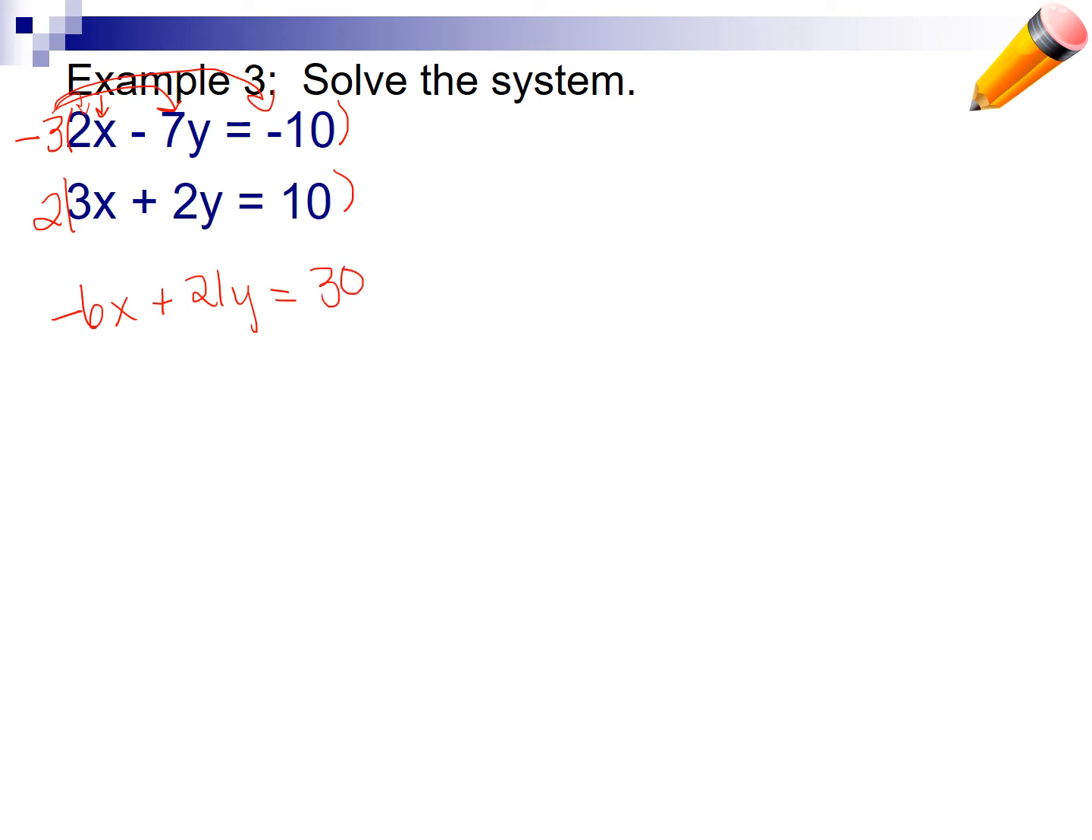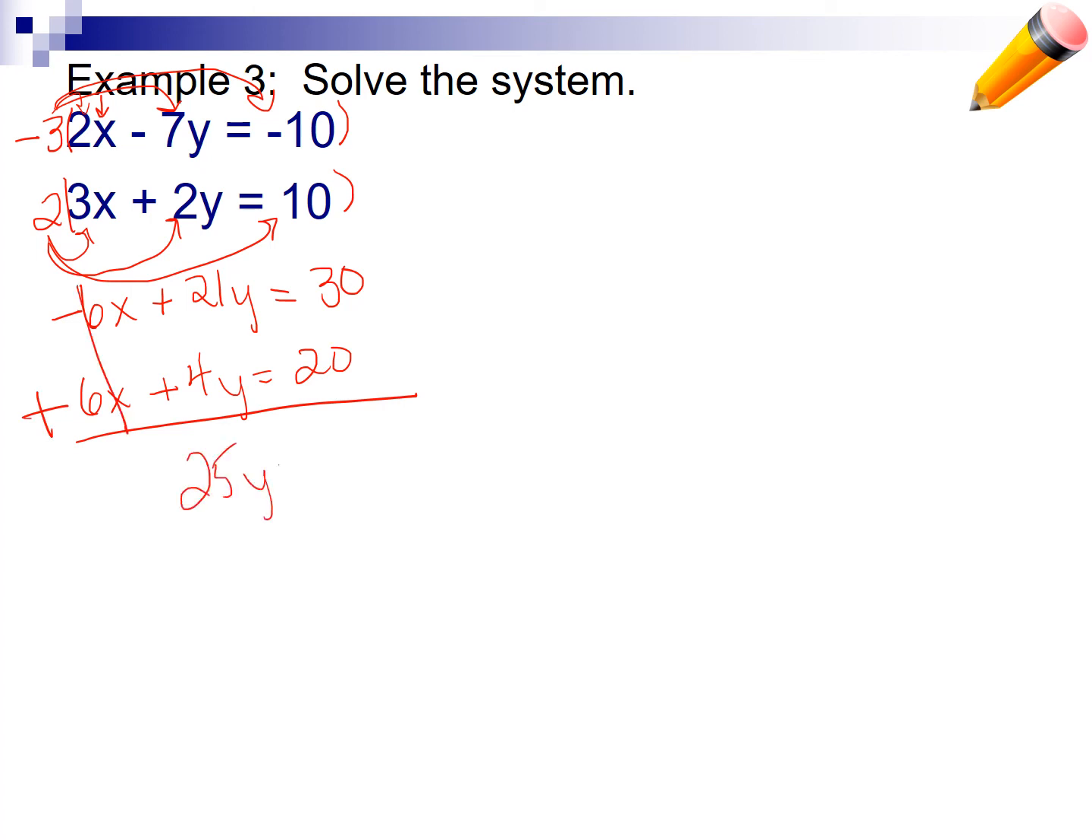Now we also have the bottom equation that we have to do. So 2 times 3x is 6x. 2 times 2y is a plus 4y. And 2 times 10 is equal to 20. So now we're adding these two equations together. Negative 6x plus 6x cancels. 21y plus 4y is 25y, equal to 30 plus 20, which is 50. Divide both sides by 25 to get y by itself, and y is equal to 2.